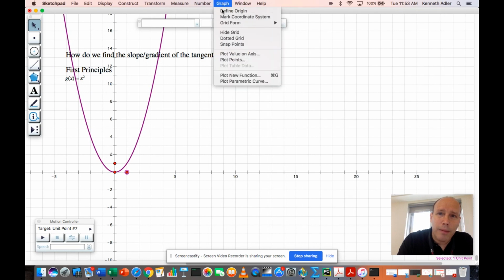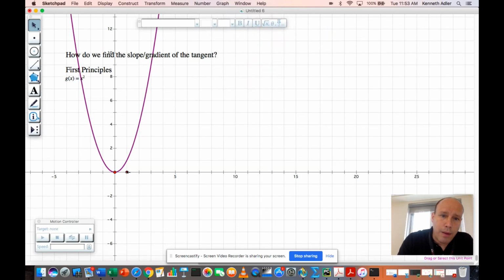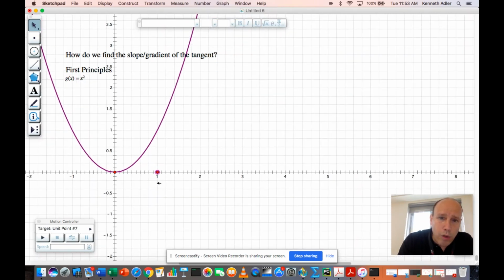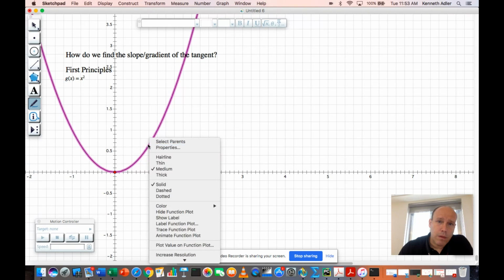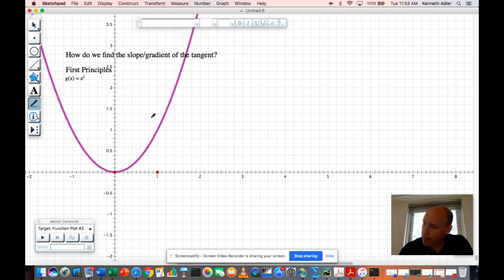Sorry about that. Let me change the grid from a rectangle to a square. And then I want to zoom in. So what did we do? So the idea is, this is the theoretical idea. We knew that we had a point here.